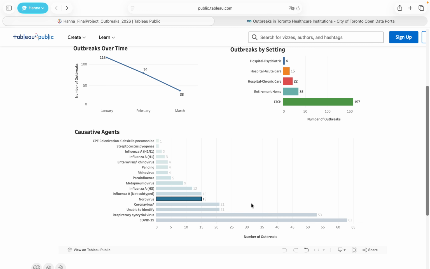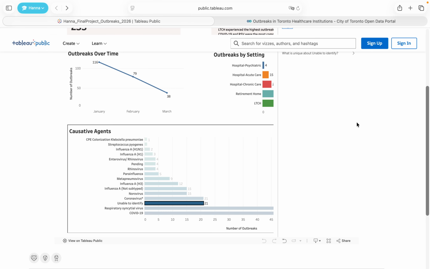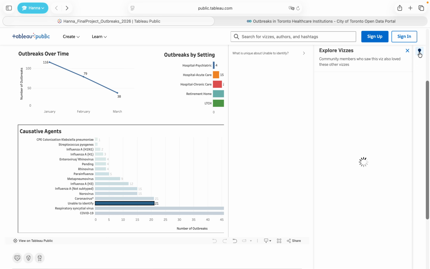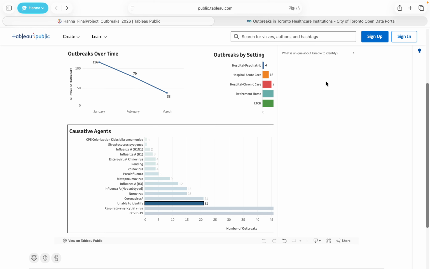There's also a category labeled unable to identify, which represents outbreaks where a specific pathogen could not be confirmed through laboratory testing. This highlights a limitation that can exist in outbreak data and emphasizes the importance of timely testing and reporting. So overall, these findings emphasize the importance of strong infection prevention and control measures, especially in long-term care and retirement care facilities.